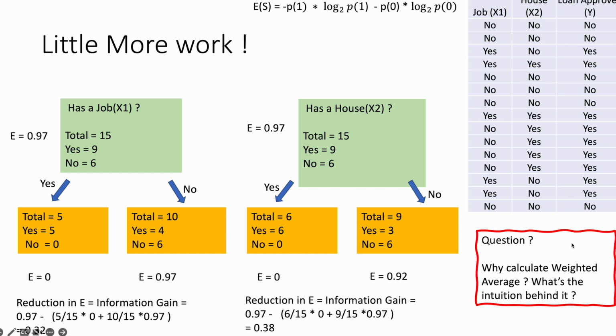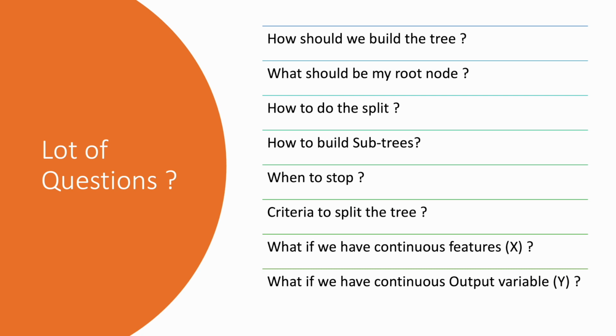Now, why calculate the weighted average? I think I already told you. It makes sense logically too, because suppose there is just one observation here and 14 observations over here. We should not take the simple average of entropy, right? That will not make sense, because most of the observations have gone over here. So we should give due weight to that particular scenario also. That's the intuition behind it.